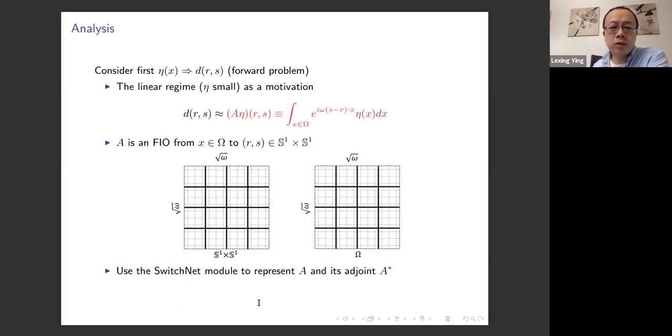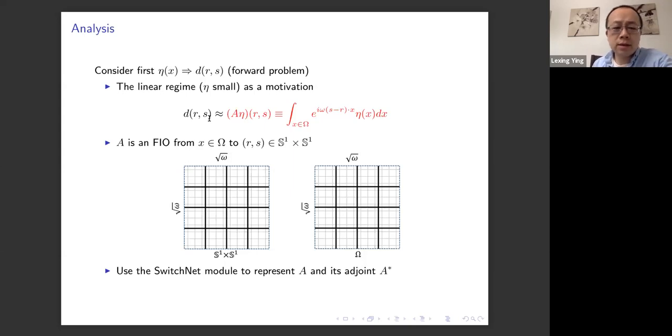The way we approach the problem is to first consider the forward problem. Assuming that we know eta, how does D depend on eta? In the small linear regime, one can show that D depends on eta in a fairly simple way. I'm not doing the analysis here, but after one or two pages of analysis, you can see that up to first order, D depends on eta as an integral. For a fixed X and S, the linear combination S minus R appears in the exponent of this kernel. You take this kernel, multiply with eta(X), and integrate over the whole X domain, and that gives you the output data D(R,S).